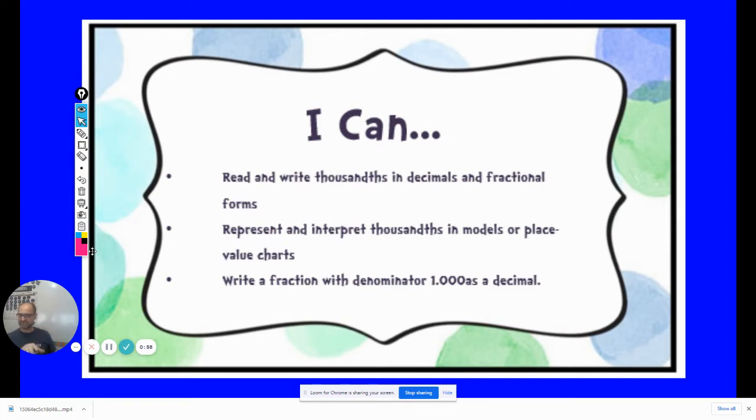And I can write a fraction with the denominator 1,000 as a decimal. We're just going to say that's a comma there, not a decimal. That's a comma. It's a comma. That's also a space between the 0 and the A. Got it? Jedi mind trick works every time.